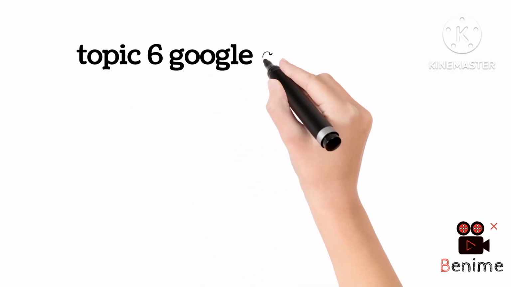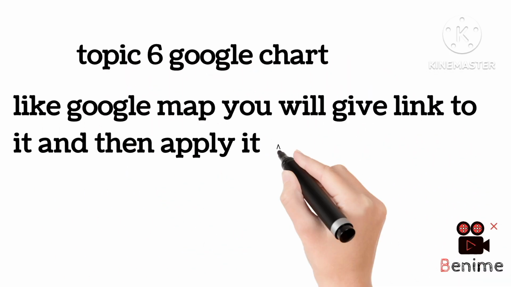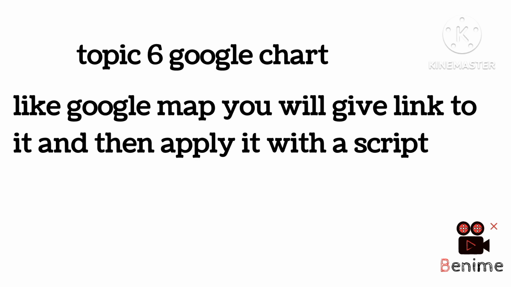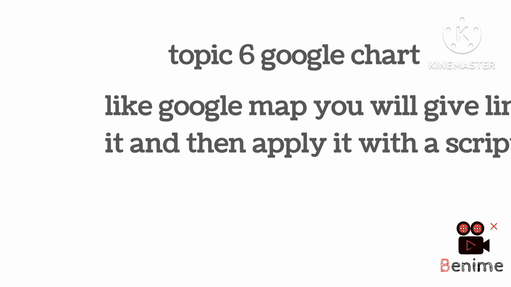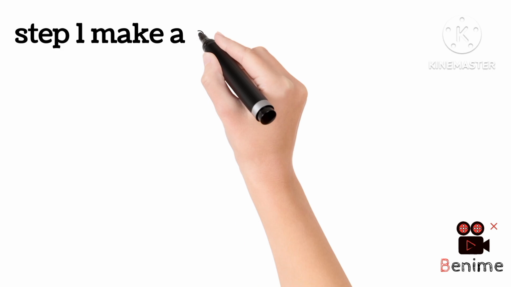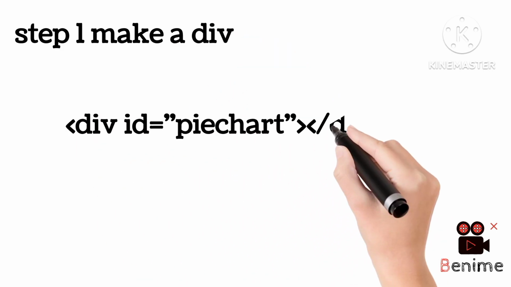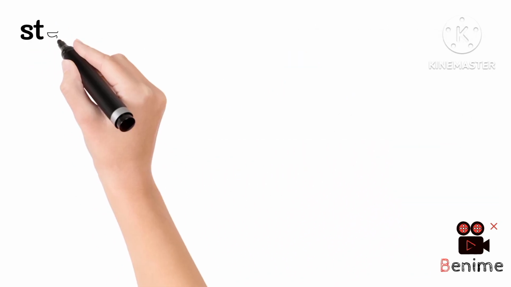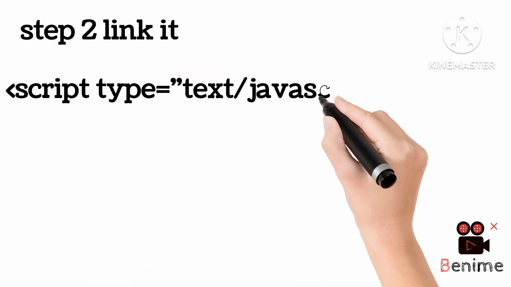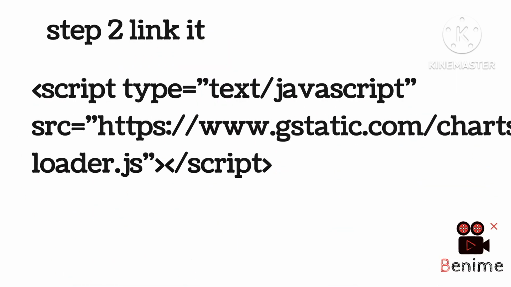Now topic number 6 is Google Chart. Like Google Map, you will give a link to it and then apply it with a script. Let me tell you step by step. Step number 1 is make a div id pie chart, div end. Step number 2 is provide its link as shown on the screen and you will put it in the head.